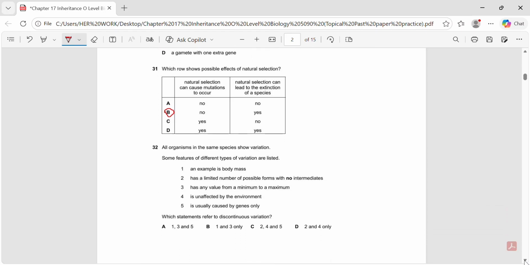Finally, the last question states that all organisms in the same species show variation, and it lists some features. It asks which of these refer to discontinuous variation. The correct answer is C, which includes statements 2, 4, and 5.